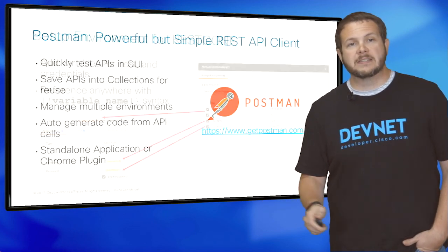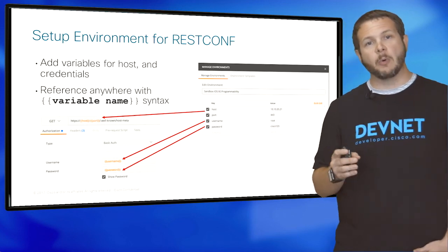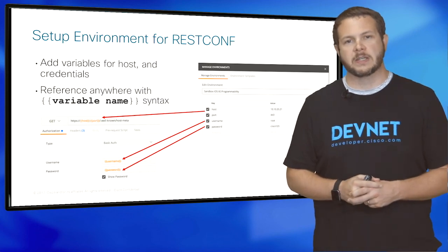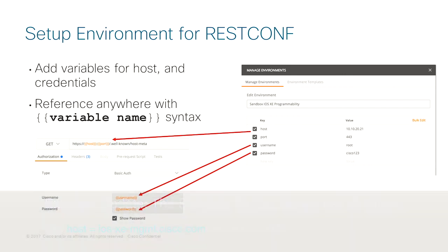So we'll start out by setting up our environment for RESTconf. Our environment in this case is going to point at a particular network device that we're going to make our RESTconf calls against. In our environment, we set up variables for host, port, username, and password. In these cases, these correspond to the DevNet sandbox that we're using for this lesson. Now with those created, we'll be able to use those inside of the Postman REST API calls, inside of address bars, as well as inside of authentication information, as we can see on the slide here.